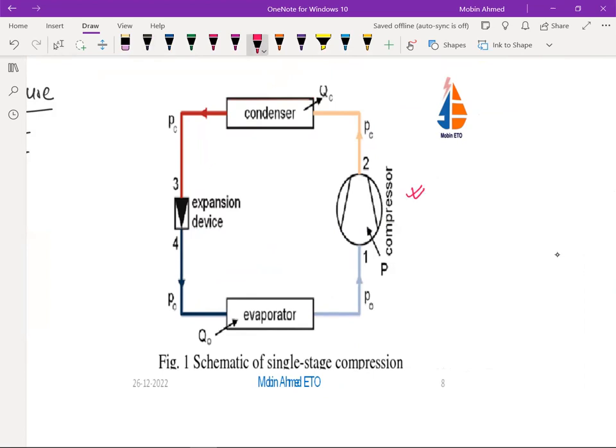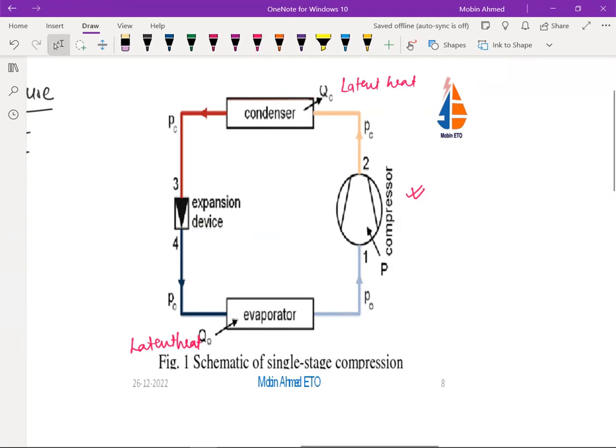Compression, here it is going to be PC. Remember this PC. QC is the latent heat. This is the latent heat, and this is the PC. Again, it is going to be the PO. QO is again the latent heat. It is talking about the latent heat. And again, this is the PO and it is going to the compression.